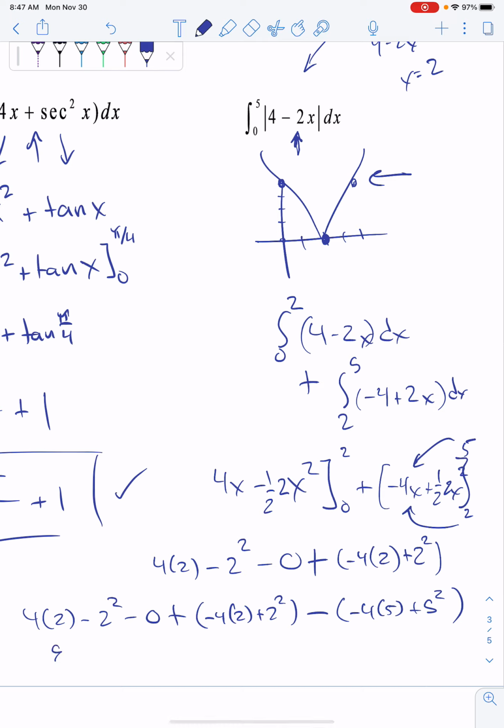So 4 times 2 is 8. Minus 2 squared, that becomes minus 4. The 0 goes away. Negative 4 times 2 is negative 8. 2 squared becomes 4. Negative 4 times 5 is negative 20. And a negative 20 is a positive 20. And then a negative 5 squared becomes negative 25. So those cancel, and I'm left with negative 5 again.